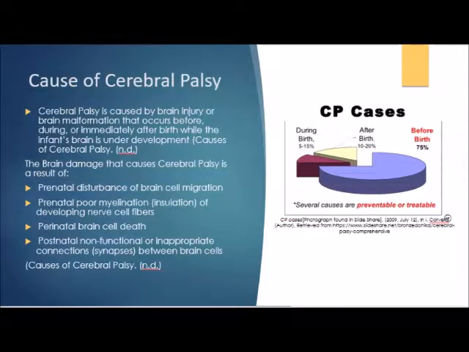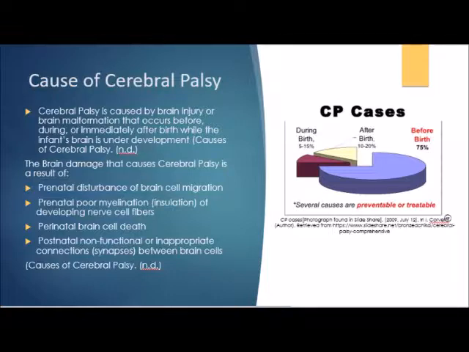So I'm going to be talking about what causes cerebral palsy. Cerebral palsy is caused by brain injury or brain malformation that occurs either before, during, or immediately after birth, while the child's brain is still under development. How the brain injury affects the child's motor functioning and intellectual abilities depends on the nature of the brain injury, where the damage occurs, and exactly how severe it is.